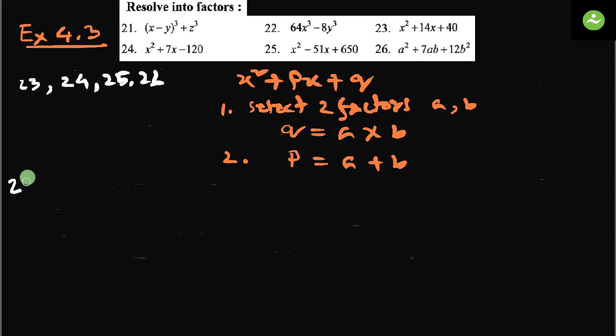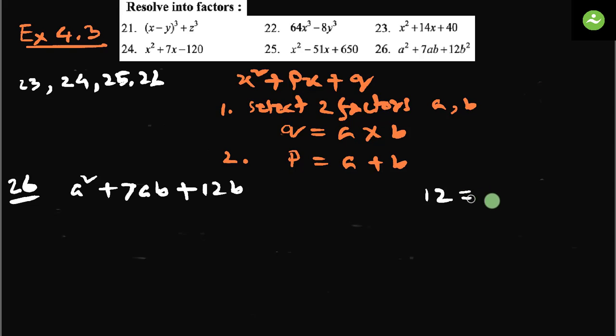Now number 26, a square plus 7ab plus 12b square, q is 12. The factors we have to choose, p is 7. How about 3 and 4? 3 plus 4, 3 into 4, yes.